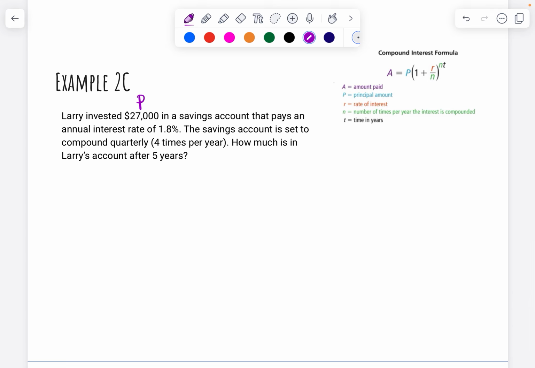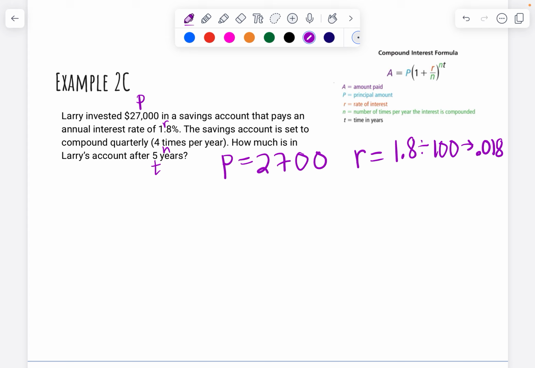Larry invested $27,000 into a savings account that pays an annual interest rate of 1.8%. The savings account is set to compound quarterly, which is 4 times per year. How much is in Larry's account after 5 years? So the initial value is $27,000. The rate, 1.8 divided by 100, gives us 0.018. It's compounded quarterly, so n is 4. And they want to know the total after 5 years, so t is 5.